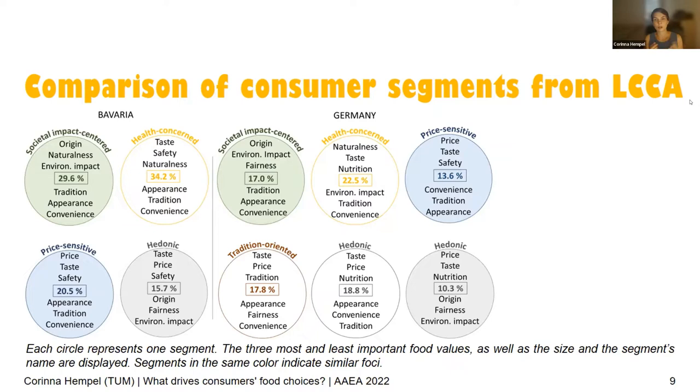And what is also very interesting is that in Germany, so in our larger area, the German sample, we have also a tradition-oriented segment. And tradition is usually one of the very least important food values if you look at the entire sample. But we could actually identify one segment where tradition belongs to the top 3 food values. So that also shows us a bit that we have more heterogeneity in the German sample, of course, because this covers all federal states in Germany. And that's why most likely we also were able to identify 6 segments, so additional segments.